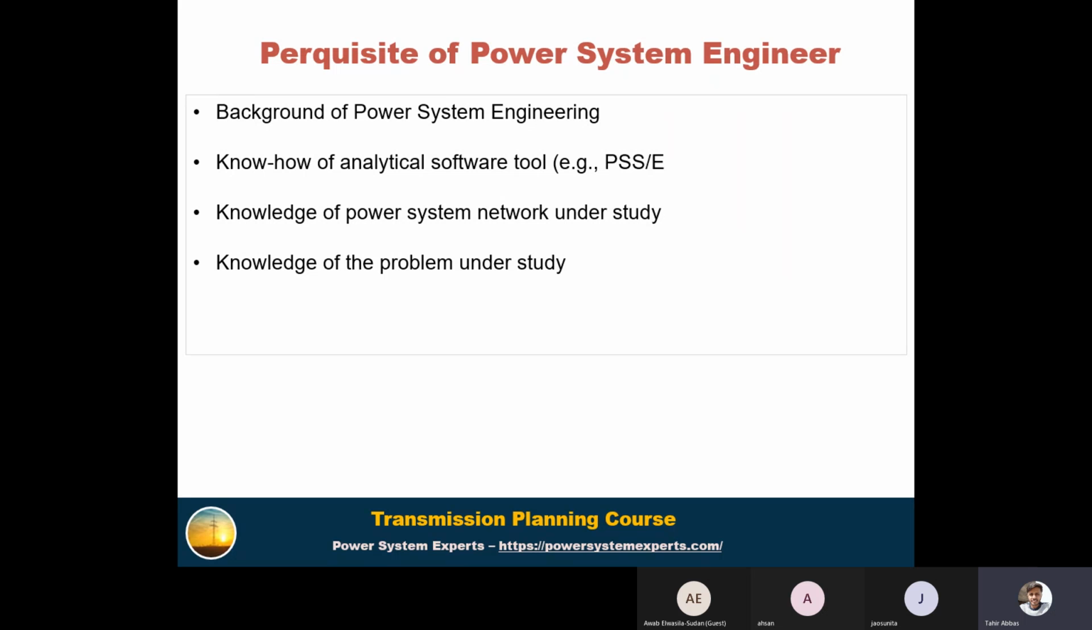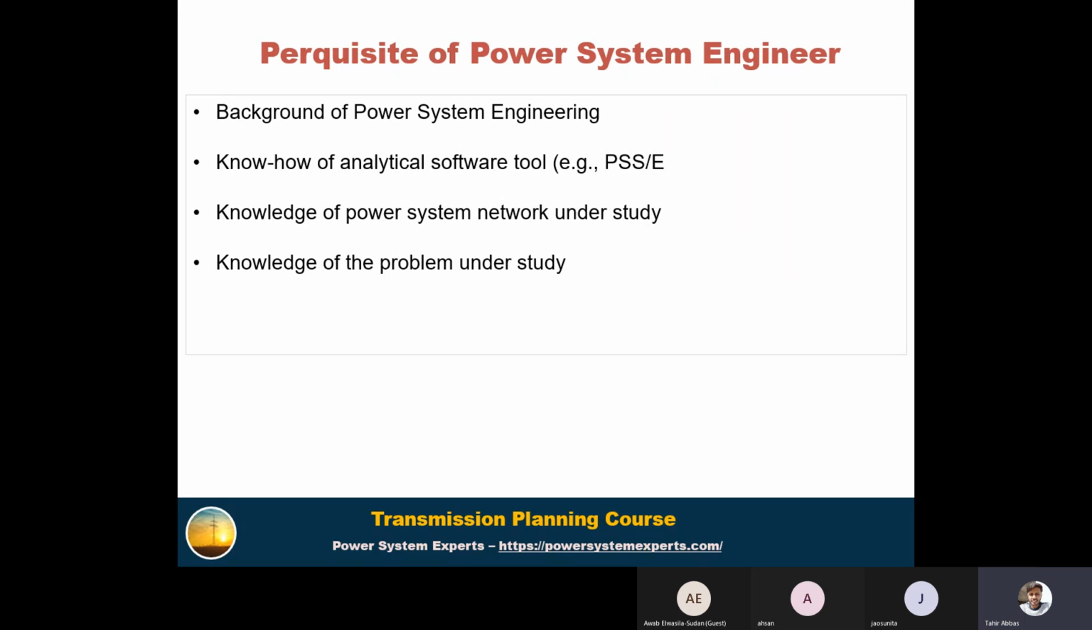Like if you are working on the Pakistan network, then at least you should have an idea about the network topologies and networks, the geographical area of the network, where the distribution area is, where the load centers are, and where the different types of generation, like hydro, are available. So this third point is very important, the knowledge of the power system network under study. When you are starting any study on any network, first get knowledge about the network on a geographical scale. And the last one is the knowledge of the problem under study.